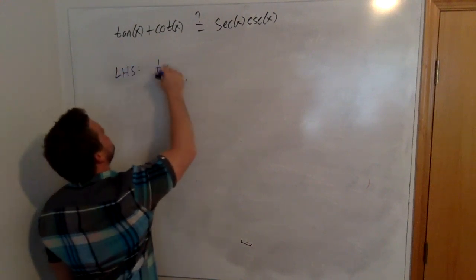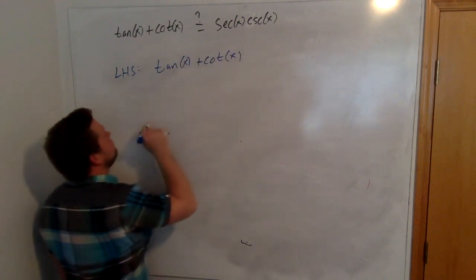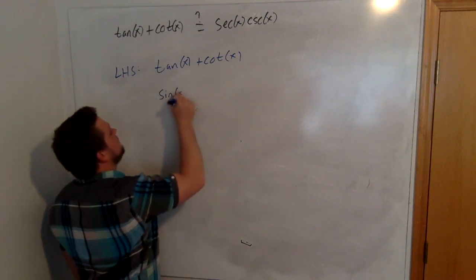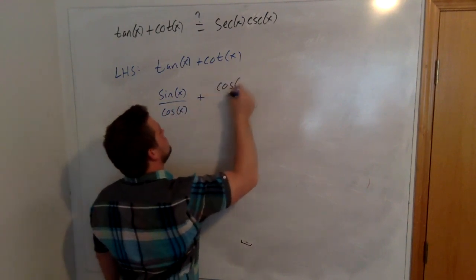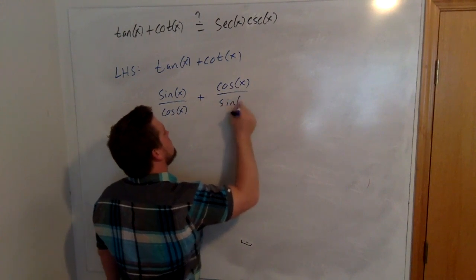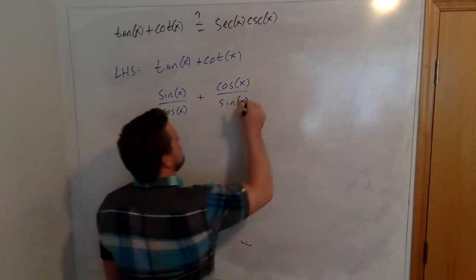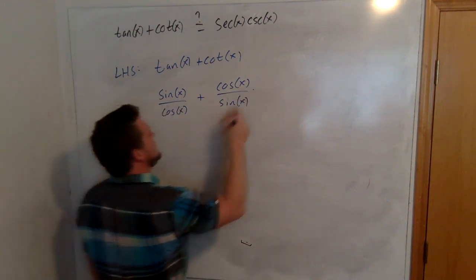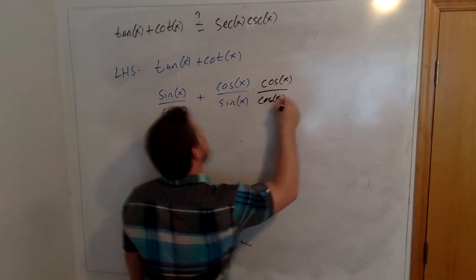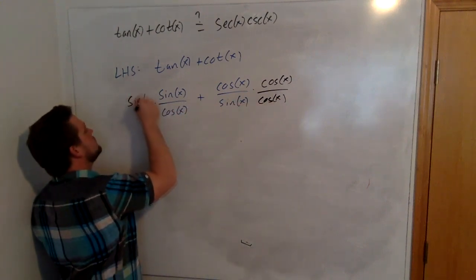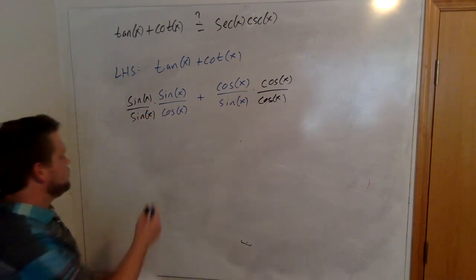Okay, the left-hand side, we have a tangent of x plus a cotangent of x. Tangent is the same thing as sine of x all over cosine of x, plus cotangent is the same thing as cosine of x all over sine of x. Okay. So let's try and find a common denominator. The common denominator will be cosine times sine. So this side needs an extra copy of cosine, and this needs an extra copy of sine. Okay, so what are we going to get here?